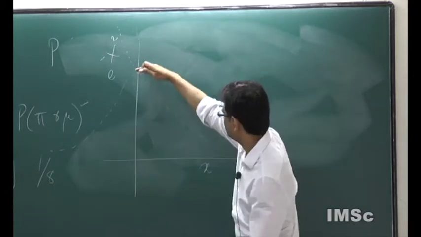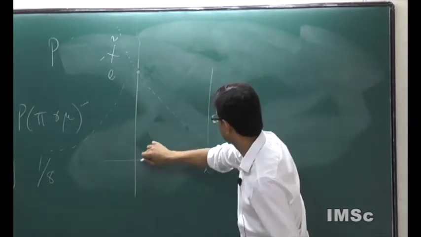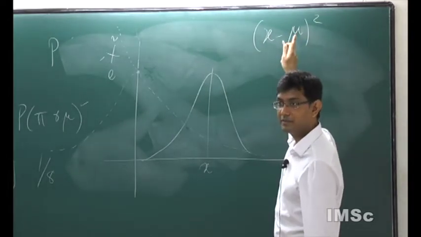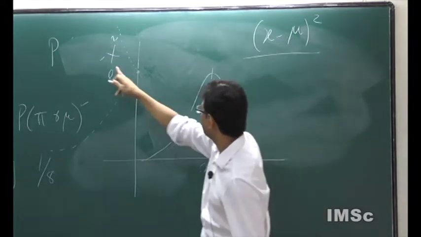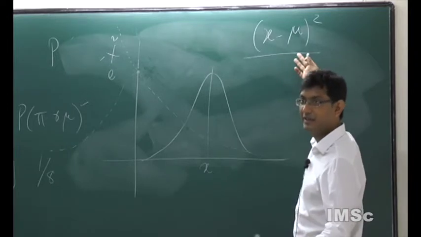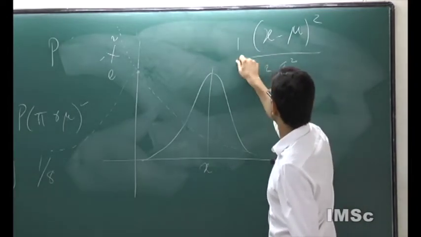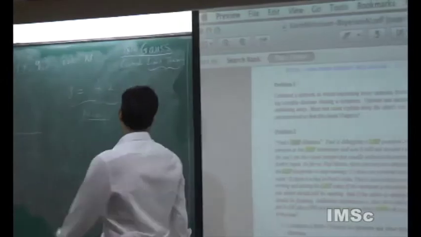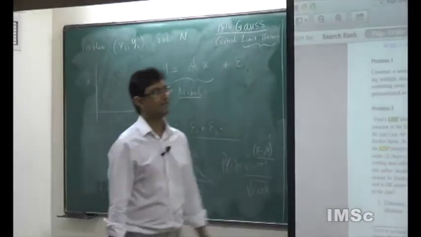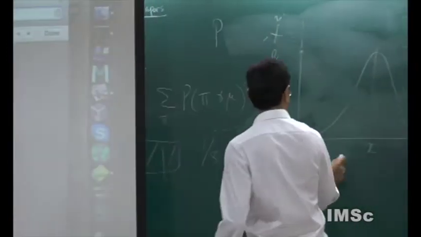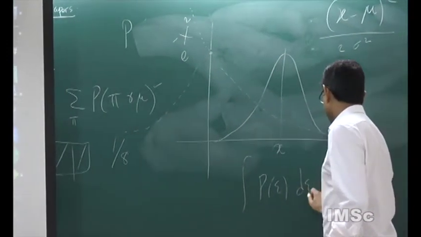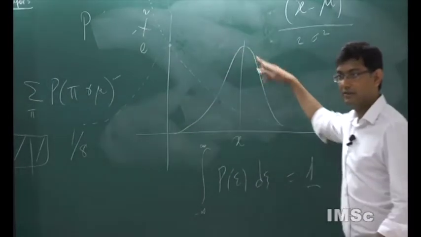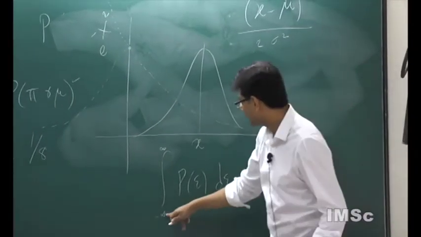That is saying, instead of x equal to 0, this maximum is shifted to a place mu. The maximum is at mu, and the spread is, so here the spread is 1, here the spread is given by some number, sigma square. Okay. And all of these factors, the 2 here and the 2 pi here, 2 pi sigma square, all of these things are there so that, like any probability distribution, I must have integral p of epsilon d epsilon equal to 1, where I integrate from minus infinity to infinity. That's all the values that this probability distribution can take, right? So the error can take any value.